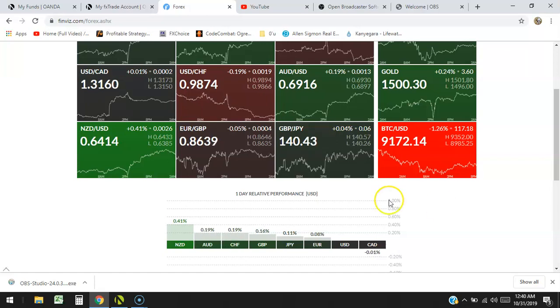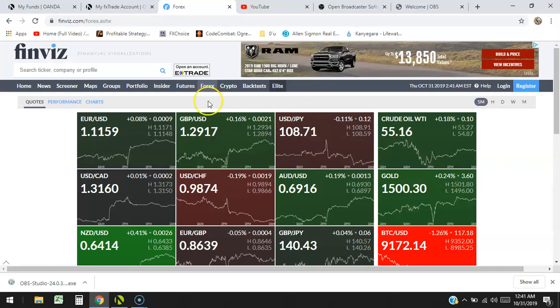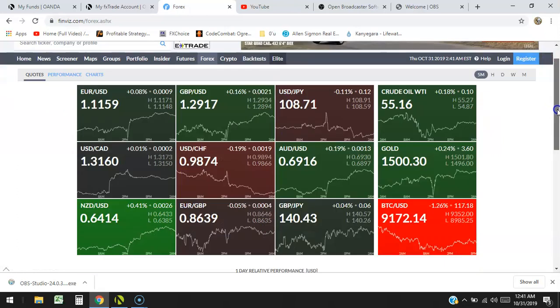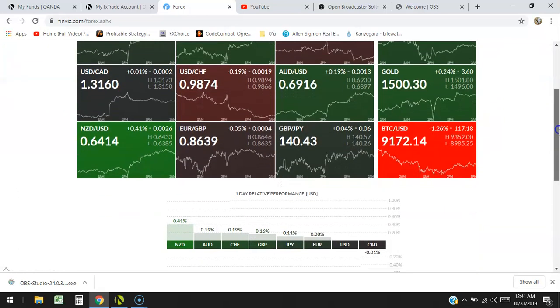Now, when I want to trend trade, I like to use FinViz. To use this, you go to finviz.com, go to Forex here, click on that, and you'll get this table here of different currency pairs. If you look down here, you look at the one that's performing the best, which is New Zealand dollar, and what's performing the worst, Canadian, or US here.